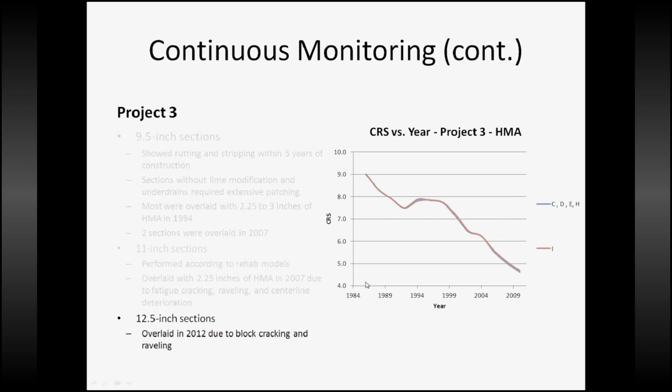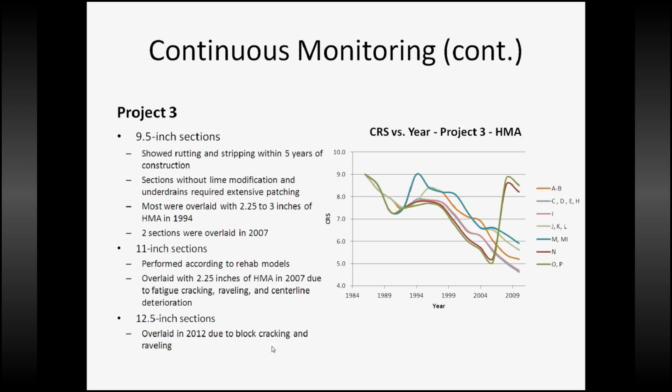The 12.5-inch sections were overlaid in 2012 due to mainly environmental distresses. And we have seen that environmental causes drive our rehabilitation, and our pavement selection models reflect this, that we're mainly going to have environmental causes. This shows a picture of all the CRS values of Project 3 lumped together.